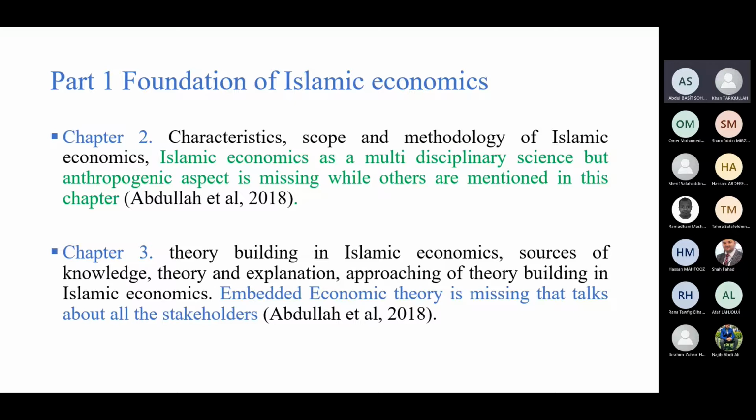Abdul Basit, who is Abdullah et al. 2018? Sir, the book is written by 28 authors. So this chapter is written by him? Yes, he is the first author. Oh, he is the first author. Okay, yes, sir. That's why I just mentioned the first author with et al. Okay, okay.